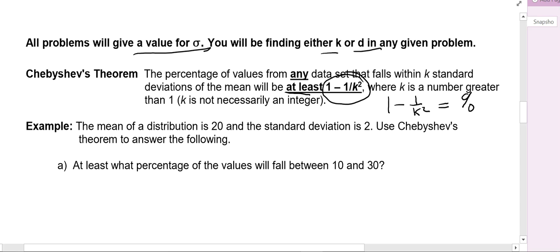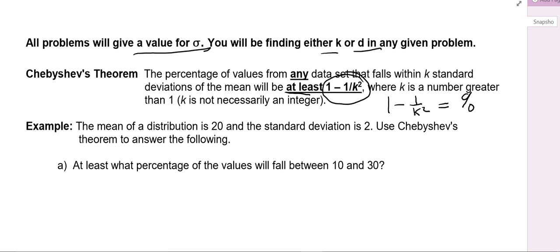What we're saying is 1 minus 1 over K squared is tied to the percentage of data in the interval. Remember, we're either going to be finding an interval given the percentage, or we're going to be finding the percentage given the interval. It's going to be working one way or the other. If we know K, we have the percentage. If we know the percentage, we have K.